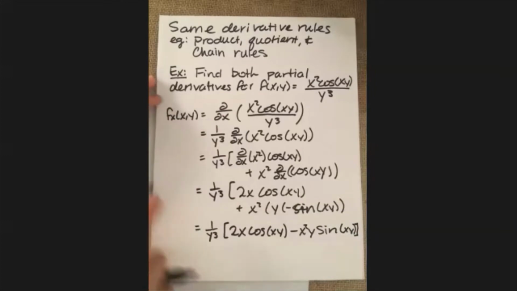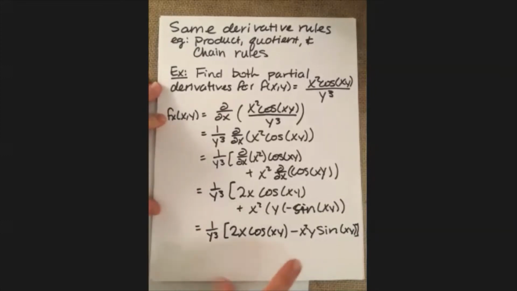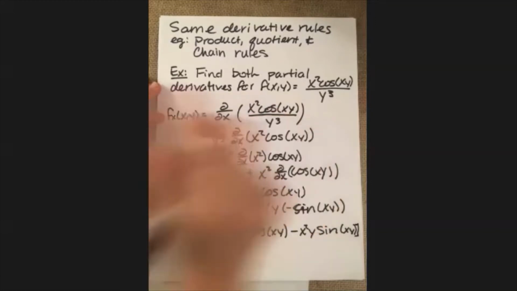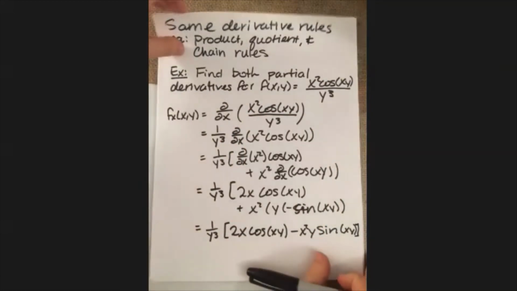Okay, so this is our partial with respect to x, and again, we had to apply the product rule because there were two functions of x that were being multiplied together. Now we can take the partial with respect to y.